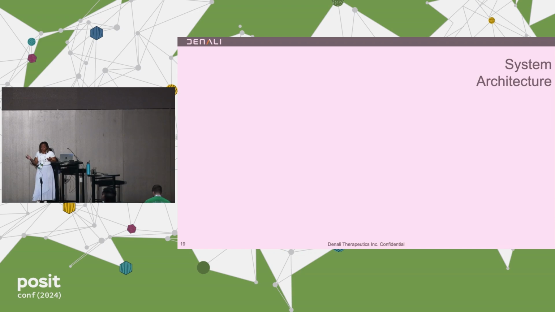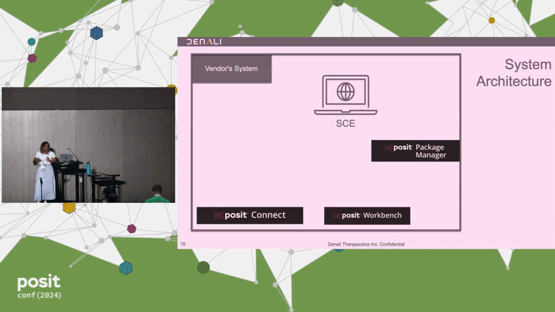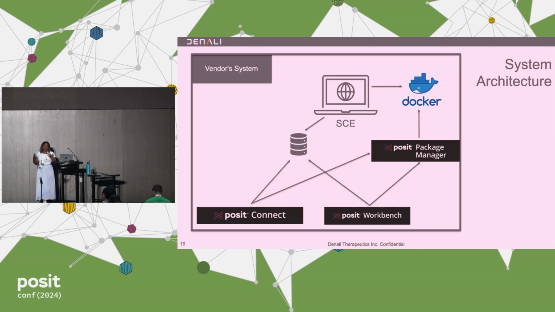We had to define our system architecture. What would this look like? So we opted to have our vendors host everything within the same environment as our SCE. Our SCE uses Docker container as a backer for the R execution. And so we had our Docker container install packages straight from Posit Package Manager. Our Posit Workbench and Posit Connect install from that same Posit Package Manager. And then we had to define how are we going to share the data across all these systems. So that was definitely a challenge, and we figured that out.